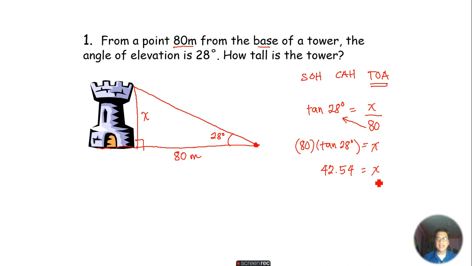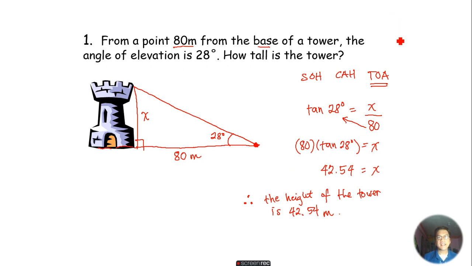So that is x. Therefore, we can conclude that the height of the tower is 42.54 meters. Our unit is meters. Right, so that's how we solve the first problem.